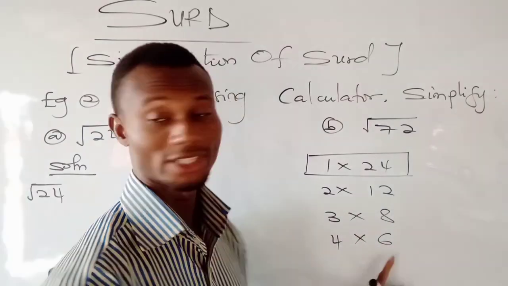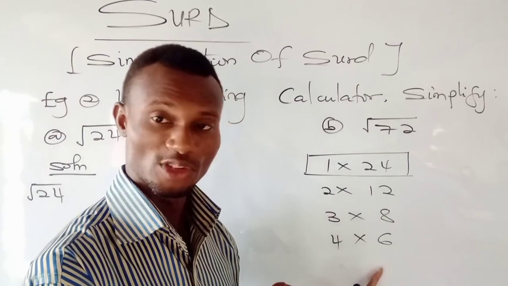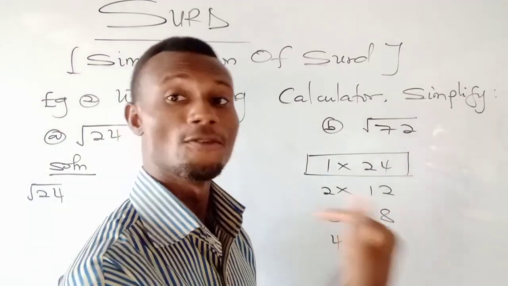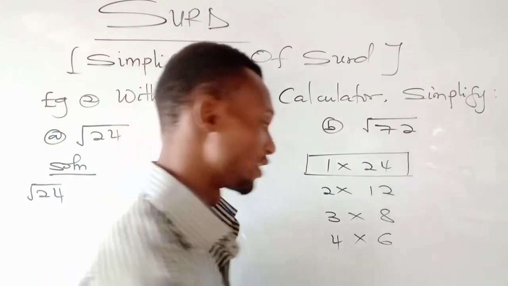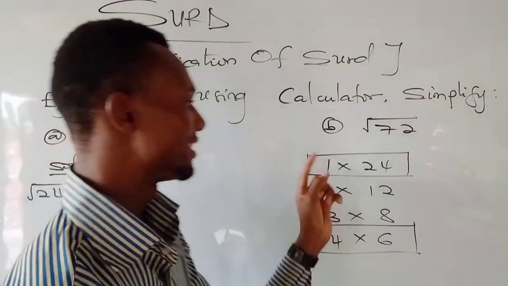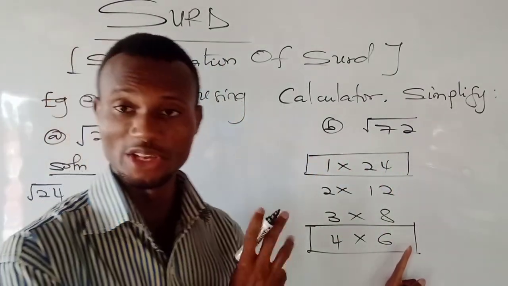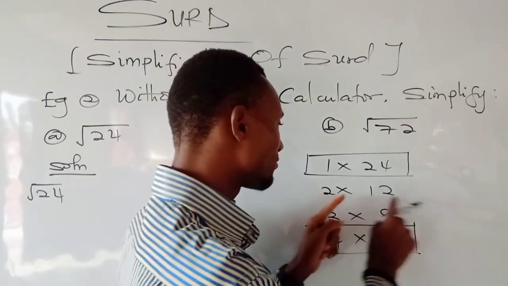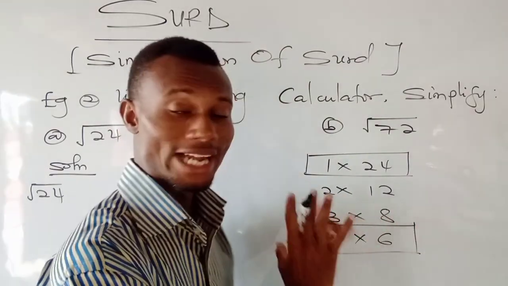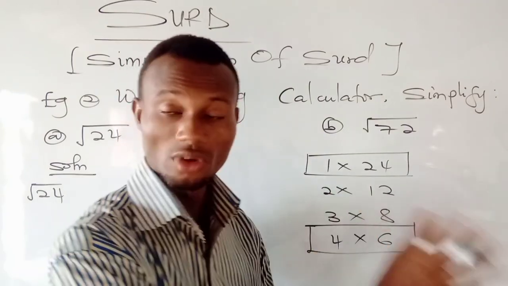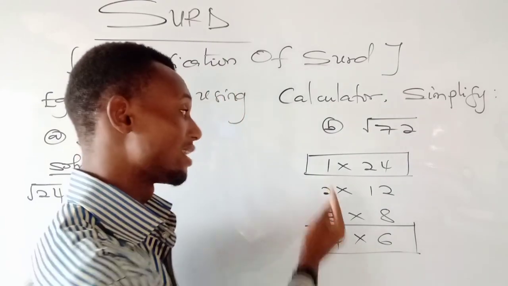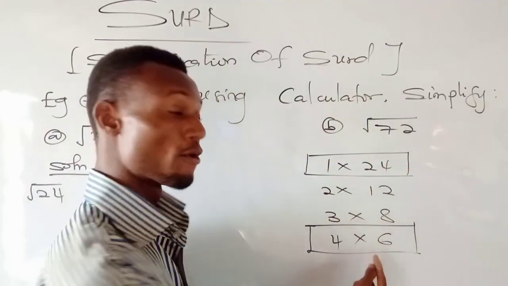Okay, now let's come to the 4 times 6. 4 times 6, we have a perfect square inside, which is the 4. 4 is a perfect square because 2 squared gives 4. So let's identify this one as well. Now this one and this one is what you are going to consider. The 2 times the 12 and the 3 times the 8 don't contain any perfect square, so we will not use them. We want the one which has a perfect square in it, and that is the 1 times the 24 and the 4 times the 6.